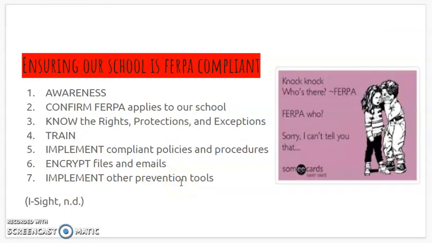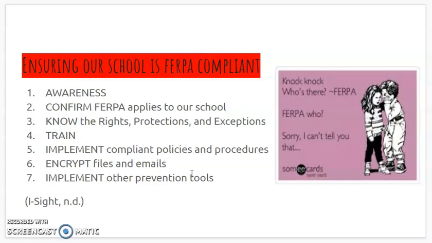So how do we ensure our school is FERPA compliant? First, we need to have awareness. We need to make sure our staff is aware of all of FERPA's laws and know it's your duty to comply to those laws. We need to confirm that FERPA applies to our school, in which it does. It is stated in our school board policy manual. Number 3, we need to know the rights, protections, and exceptions. This is, again, the responsibility of our employees at the school to learn, understand, and comply, and that all data exists in the education records, so we need to comply with FERPA.